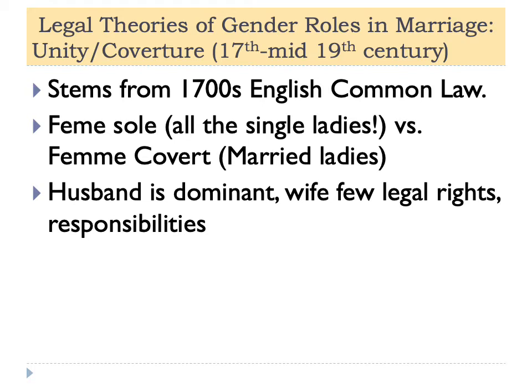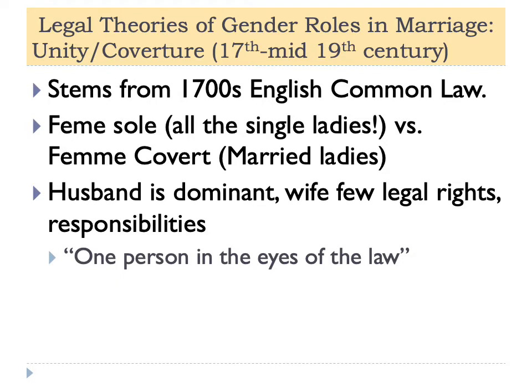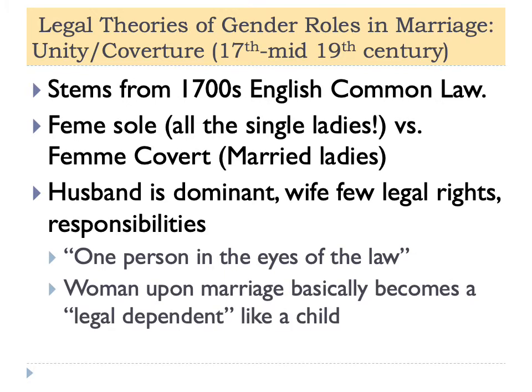Thinking about marriage through the unity coverture perspective, married ladies really have very few legal rights. Their husband is dominant, and the wives have very few legal rights and responsibility. From society's perspective, when a person gets married, they basically become a legal dependent of the husband, sort of like a child, legally dependent in the same way. Under the theory of coverture in marriage, it's one person. When a woman marries a man, it becomes one entity, and so in the eyes of the law, there's really only one person that the state is dealing with.